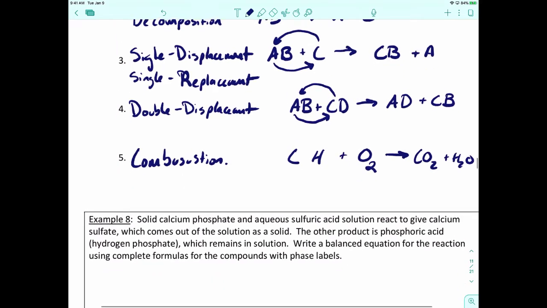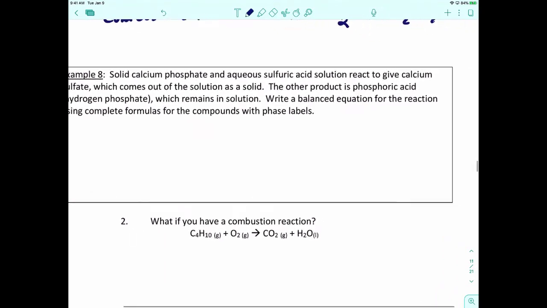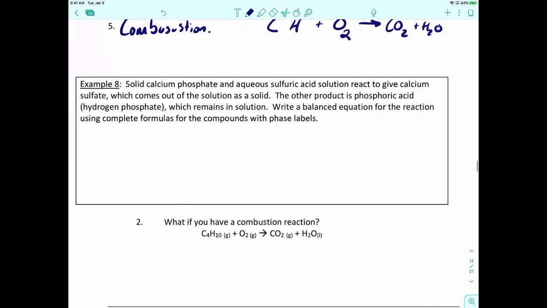All right, so let's try this problem out. Solid calcium phosphate and aqueous sulfuric acid solution react to give calcium sulfate, which comes out of the solution as a solid. The other product is phosphoric acid, hydrogen phosphate, which remains in solution. Write a balanced chemical equation for the reaction using complete formulas for the compounds with phase labels.